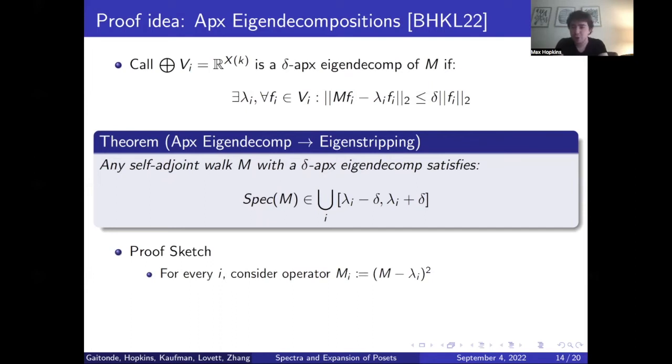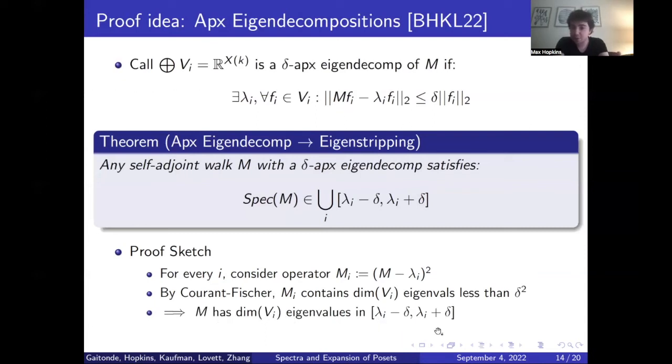I'll very quickly sketch the proof, since there was a very complicated linear algebraic way we proved this previously. But now there's a much simpler method that's really only a few lines. The idea is, for every space V_i, to consider the operator (M minus lambda_i times the identity) squared. And by Courant-Fisher, the variational characterization of eigenvalues, this approximate eigenvalue promise exactly tells you that this operator has dim V_i eigenvalues less than delta squared. And when (M minus lambda_i)^2 has eigenvalues less than delta squared, this implies that M has eigenvalues within the range lambda_i plus or minus delta, because we're subtracting off lambda_i times the identity. So this just shifts the eigenvalues.